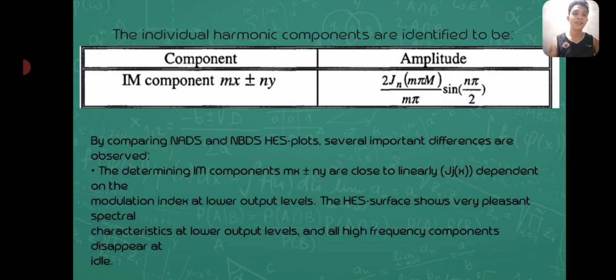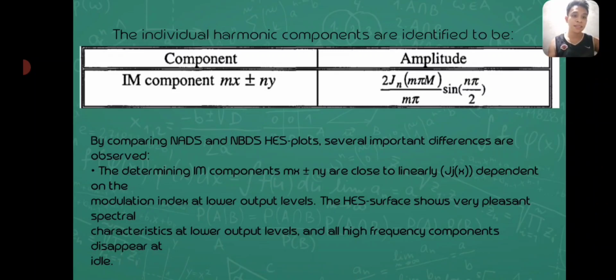The individual harmonic components are identified to be IM component MX plus minus NY, amplitude 2J and M pi M over M pi multiplied by sine 2n over 2. By comparing NADS and NBDS, HES plots and different important differences are observed. The determining IM components MX plus minus NY are close to linearly dependent on the modulation index at the lower output levels.